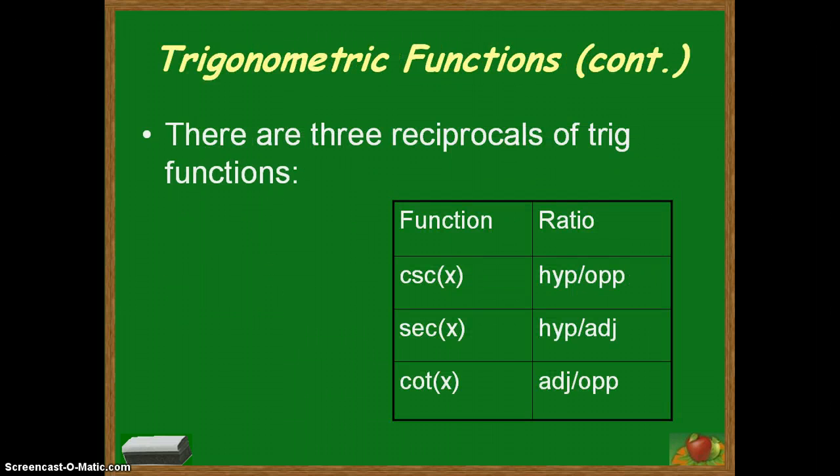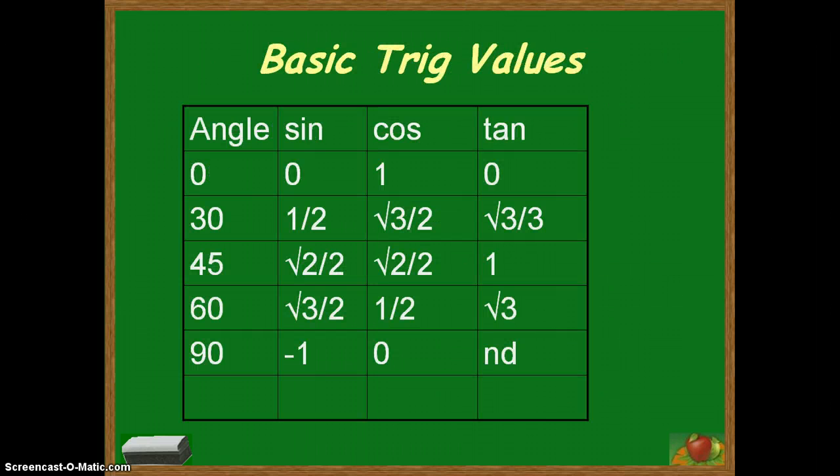There are three reciprocals of the basic three trig functions, and the reciprocal of sine, for example, is cosecant, and we would define that as the hypotenuse over the opposite side. Basic trig values. This is something that you need to know. You cannot have a cheat sheet. You need to know them. Later on, we will show you how to come up with some of these values from what's called a reference triangle.